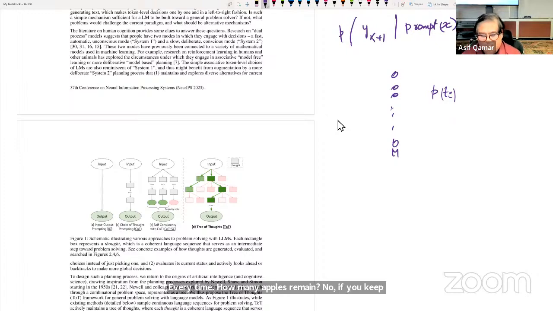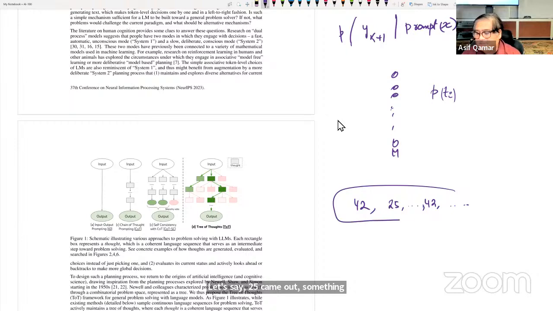Now, if you keep repeating this, what will happen? Let's say that the correct answer is 42. So 42 may come out. Sometimes a wrong answer may come out, despite your chain of thought. Let's say 25 came out, something, etc. 42 came out. So what should be true if your prompting is correct, if your exemplars are good?